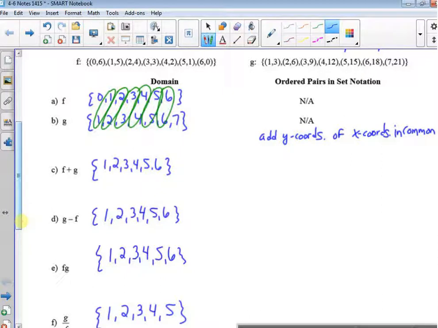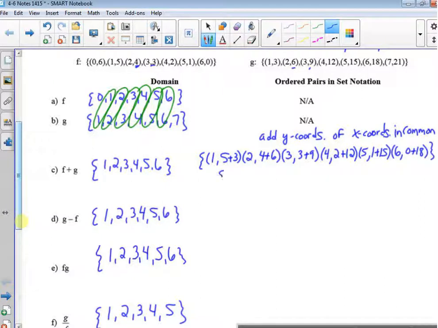Okay, so 1 comma 5 plus 3. 2 comma 4 plus 6. I'm adding the 4 and the 6, okay, because those are the y coordinates of the x coordinates in common. 3 comma 3 plus 9. 4 comma 2 plus 12. 5 comma 1 plus 15. And 6 comma 0 plus 18.